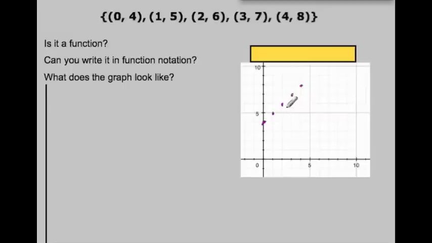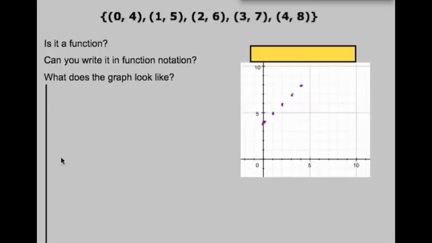Now, as tempting as it is, we don't want to connect these points. And the reason we don't is because we were only given a roster notation listing specific points by name, not connecting them in between. So there's nothing between these 2 points. It's just this point, 0, 4, this point, 1, 5, this point, 2, 6. So we can ask, is it a function? I can make a mapping diagram and see that there's only one output for every input.